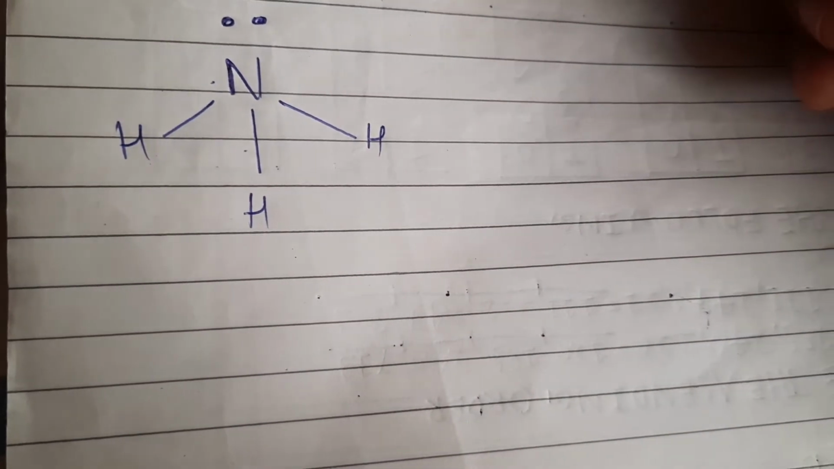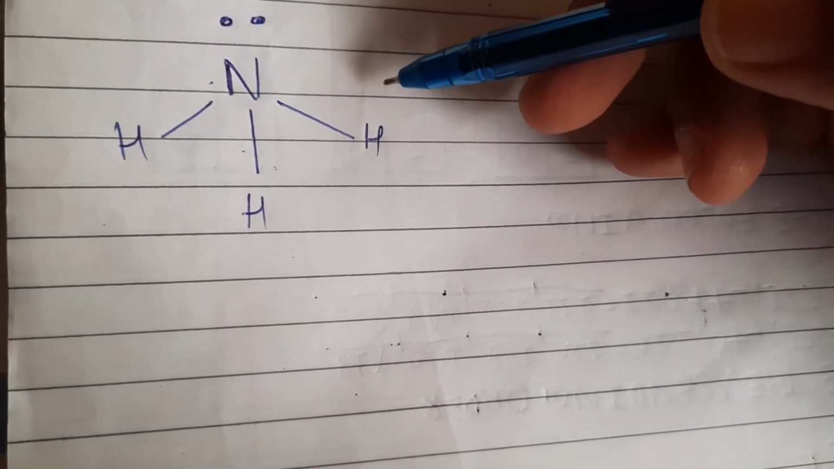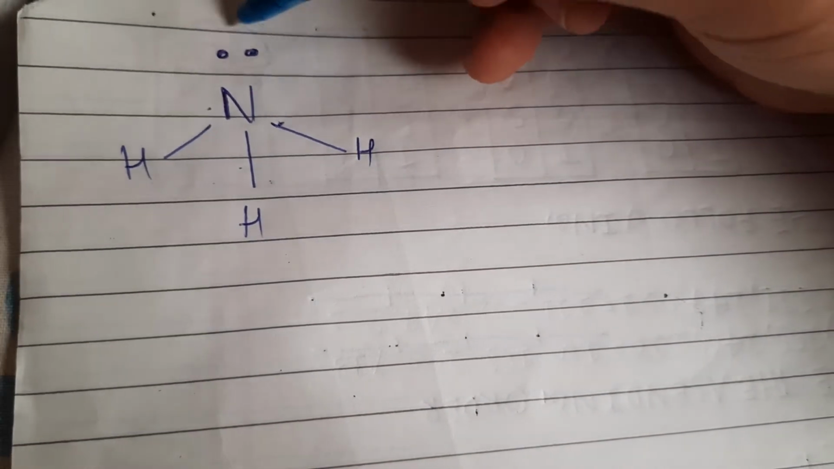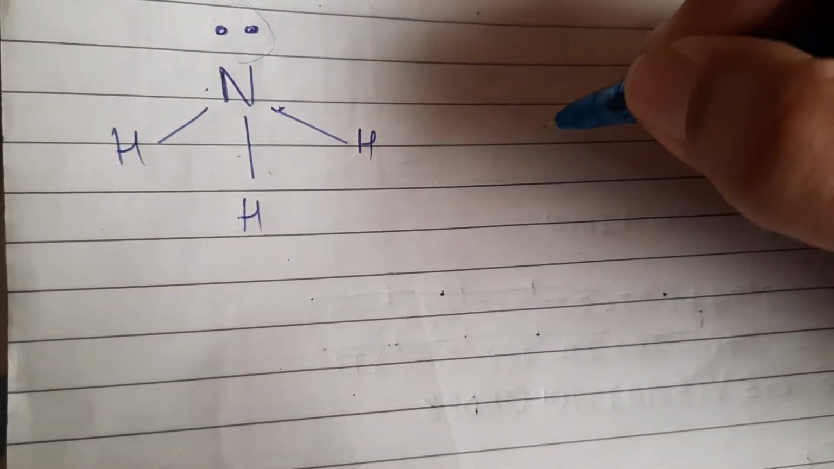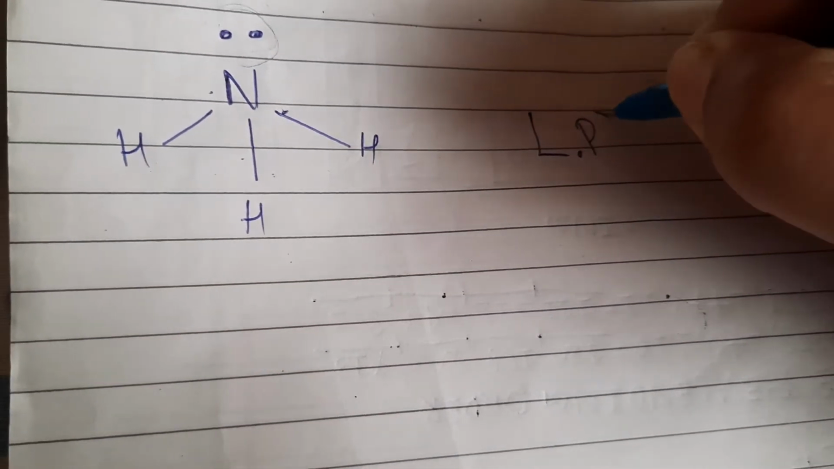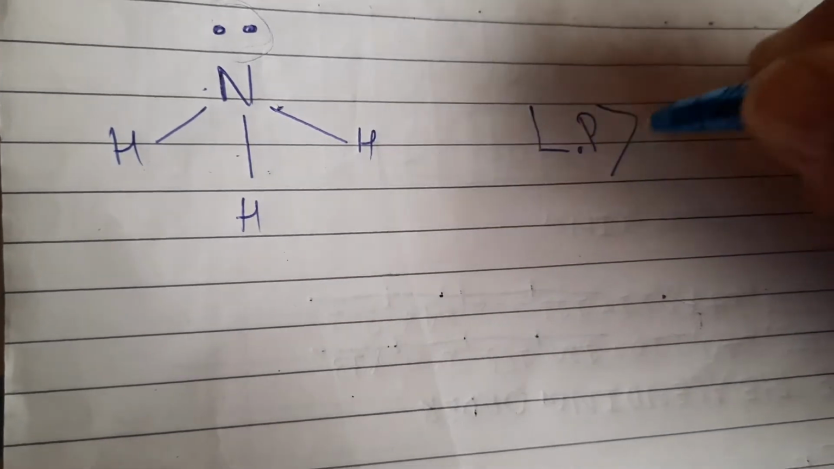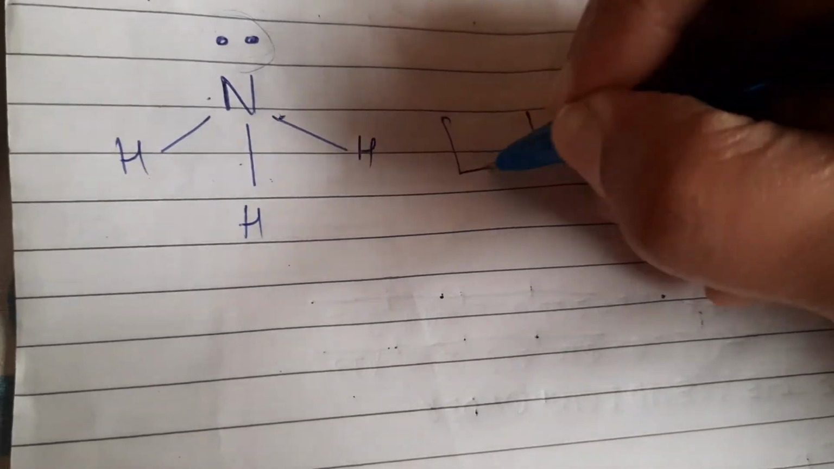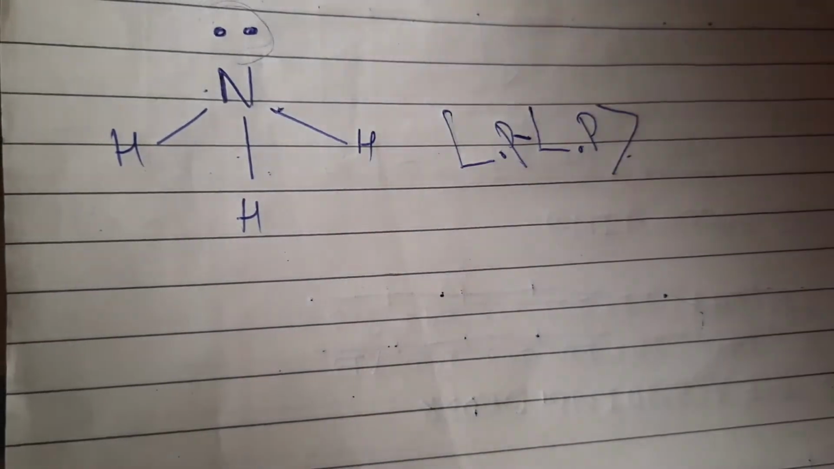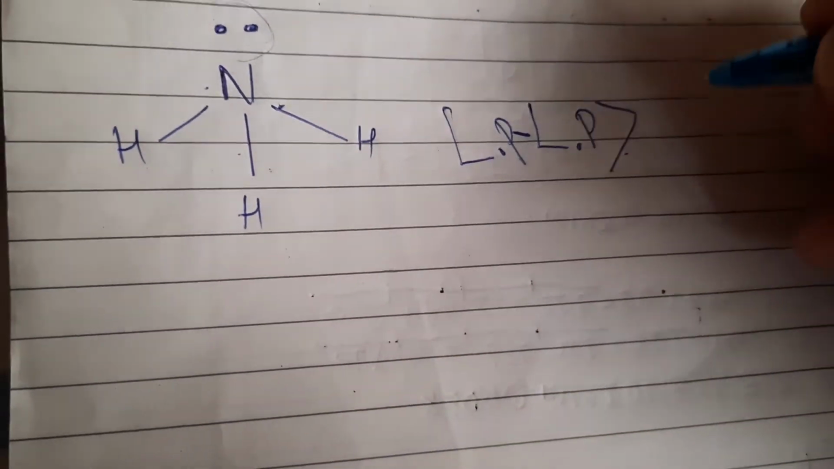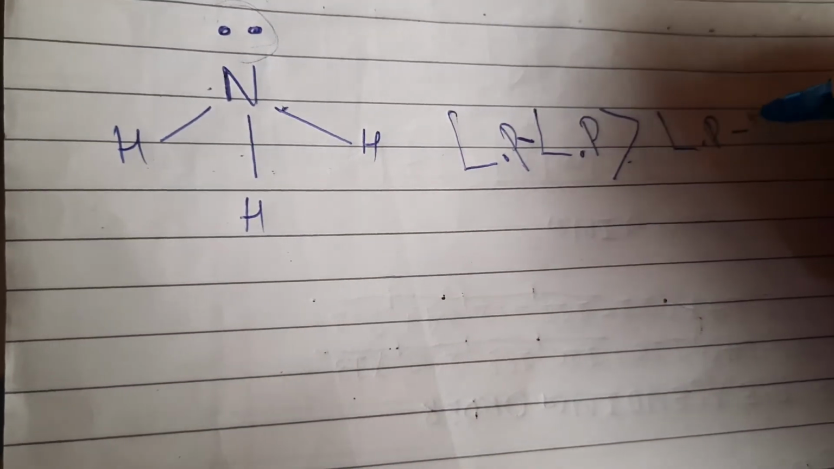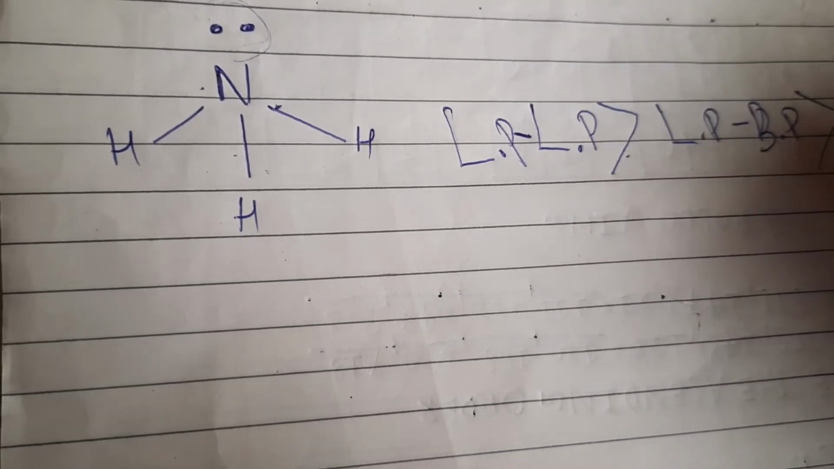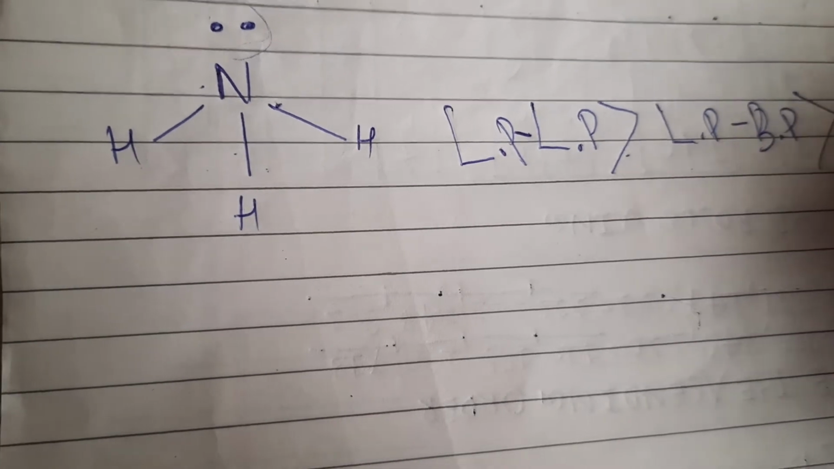According to VSEPR theory, I will explain the things in detail. Let us consider the ammonia molecule. We all know the ammonia molecule has one lone pair of electrons. Always remember, a lone pair of electrons will have the highest repulsion. Lone pair-lone pair repulsion is higher than lone pair-bond pair repulsion, and lone pair-bond pair repulsion is more than that of bond pair-bond pair.